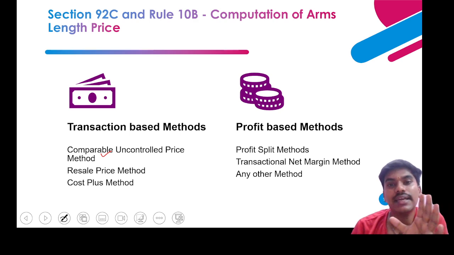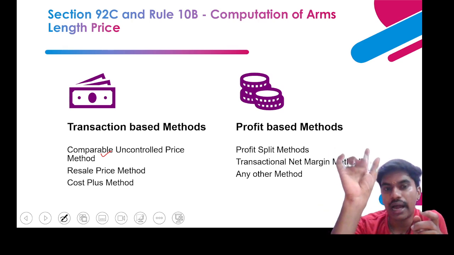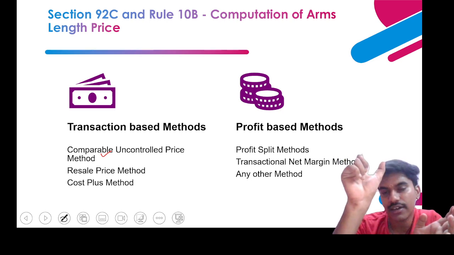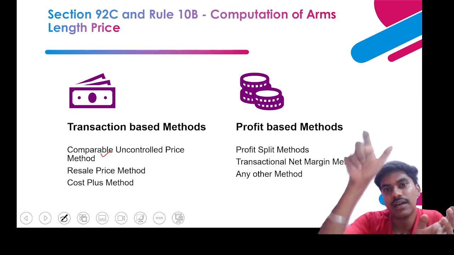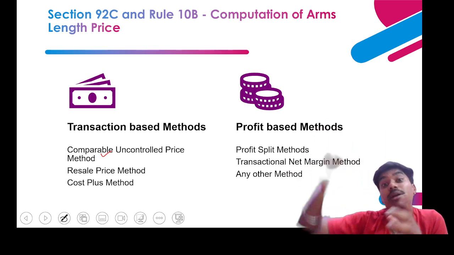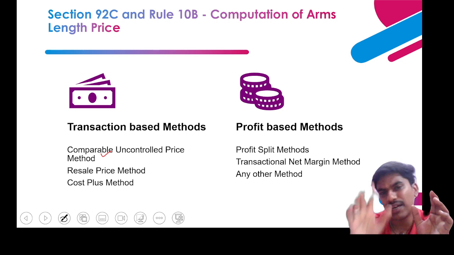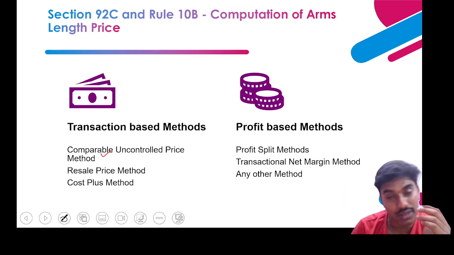What can we achieve using these transaction based methods now? Once my gross profit is at arm's length, all the other expenses and income are not going to tamper my arm's length gross profit. Gross profit fixed. After that, whatever I add and less, I don't have a problem. I'm going to arrive at arm's length net profit.